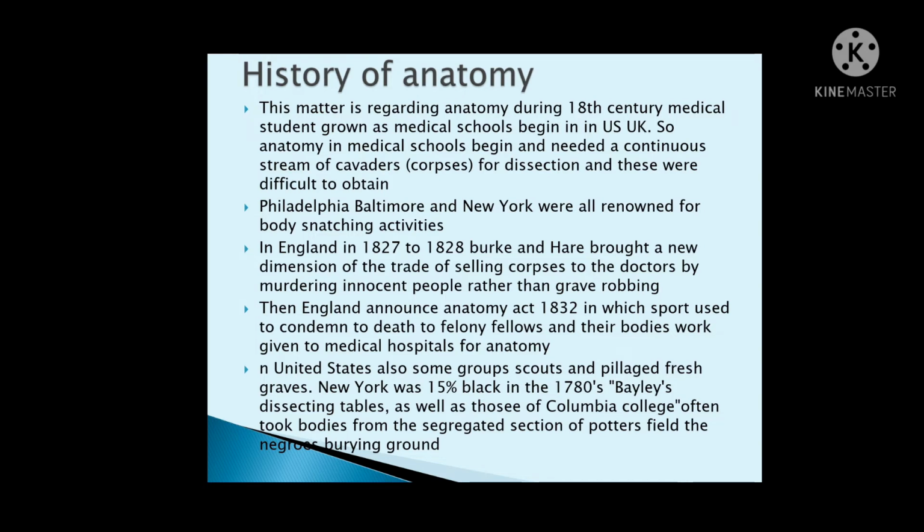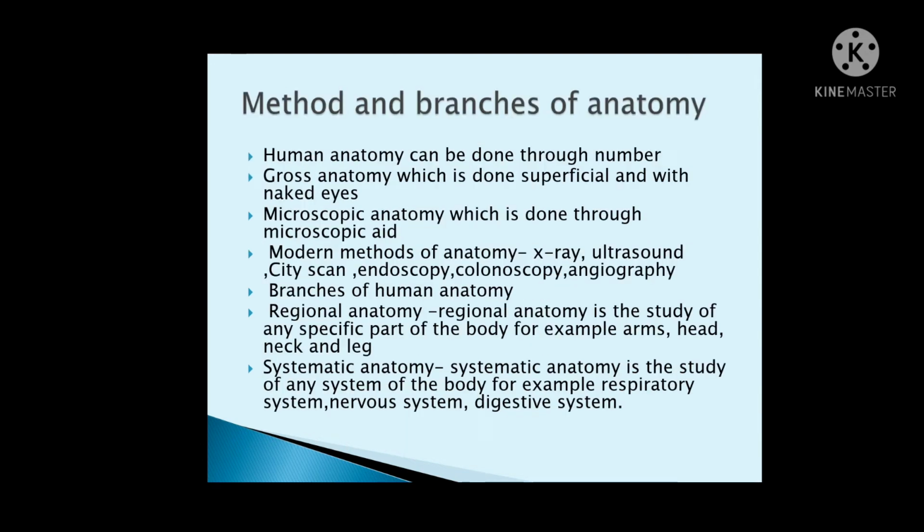Then in 1832 the British announced the Anatomy Act 1832. According to this act, the criminals who got capital punishment, their corpses would be given to hospitals for anatomy purposes. This way modern anatomy started. Guys, now we will understand the methods and branches of anatomy.